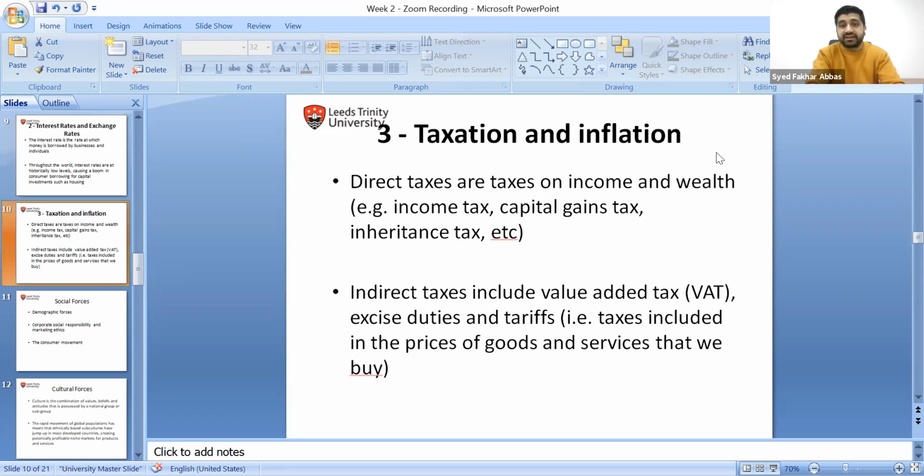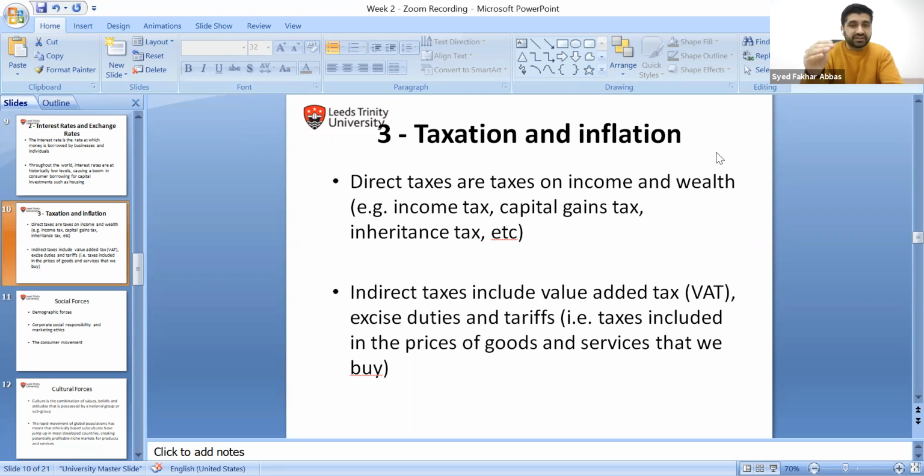Number three, taxation and inflation. Direct taxes are taxes on income and wealth, that is income tax, capital gains tax, inheritance tax, and so on. Indirect taxes mean value added tax, also called VAT, excise duties, and tariffs. That means taxes included in the price of goods that we usually pay when we are buying any product or service. So taxation and inflation directly impact businesses.